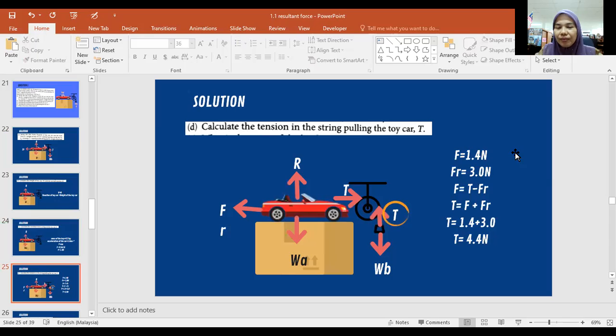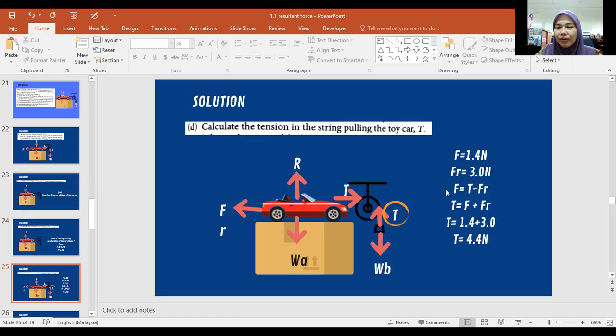Okay, next. Calculate the tension in the string pulling the toy car. This is when you need to draw the whole free body diagram on this object. We already have the resultant force is equal to 1.4 Newton. Friction is 3 Newton. Resultant force on the horizontal, F is equal to ma, Newton's second law. It acts on the horizontal axis, so F is equal to ma because the object only accelerates on the horizontal axis.